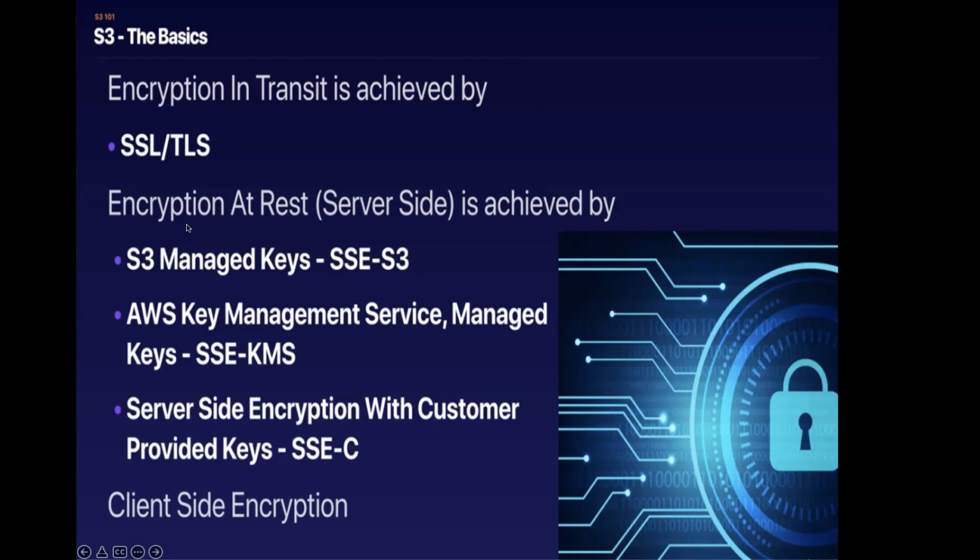Now, second is encryption at rest. Encryption at rest is again of two types: server-side encryption and client-side encryption. Under server-side encryption, the server itself, like S3 or Amazon itself, provides the encryption service. That is called server-side encryption. That means when you are storing your data inside Amazon S3, the data would be encrypted.